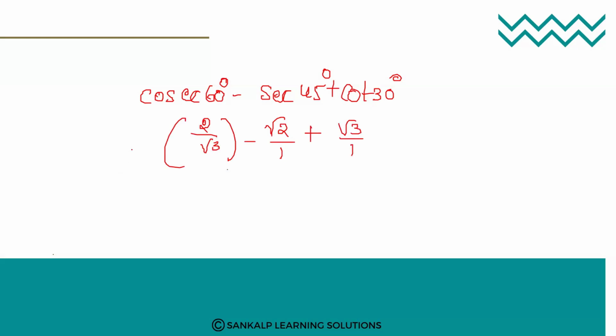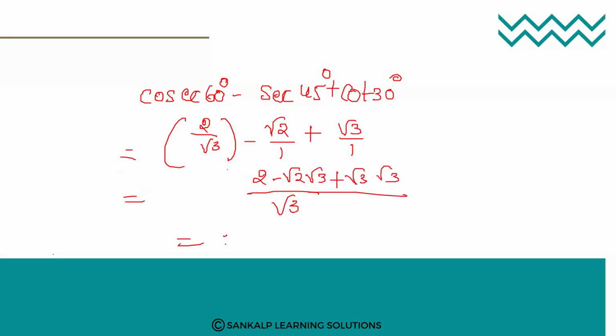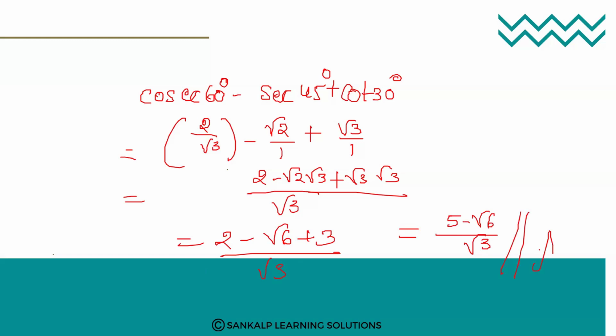Nothing is there means 1. Now, root 3, here root 3 is there, 1, 1. Therefore, root 3 is the LCM. So, 2 minus root 2 into root 3, plus root 3 into root 3. 2 minus 2 into 3, it is root 6, 2 3s are 6, plus root 3 into root 3, it is 3, divided by root 3. So, 2 plus 3, it is 5. 5 minus root 6 divided by root 3. This is our final answer.